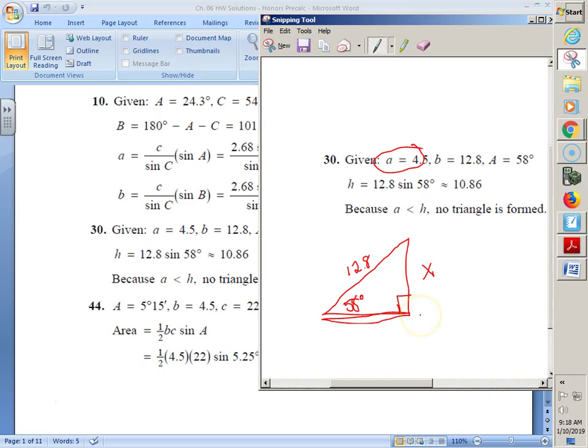And we would end up doing what I did in class, which is 12.8 times sine of 58, right? Because you would use sine, opposite over hypotenuse. So sine of 58. The altitude, they call it h, is 12.8 times sine of 58. If you plug that in, the shortest distance this side could be is 10.855. And why is that a problem? If that's the shortest the side could be, I have some serious issues.